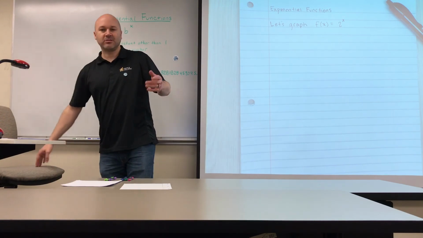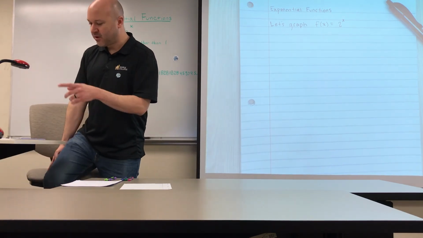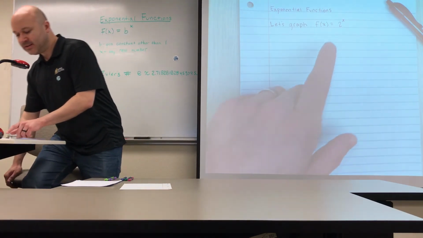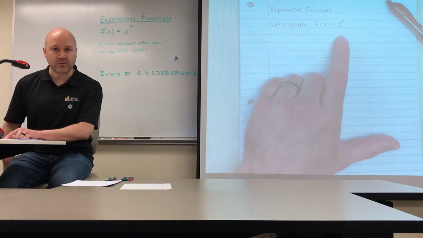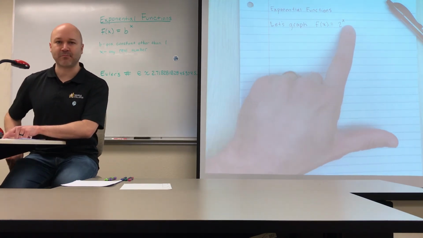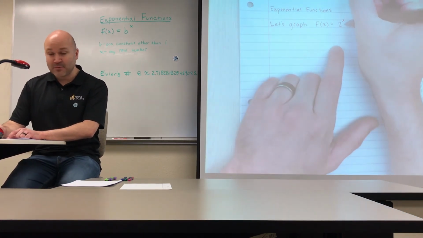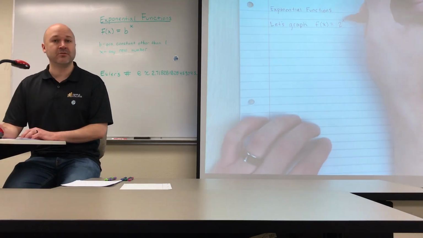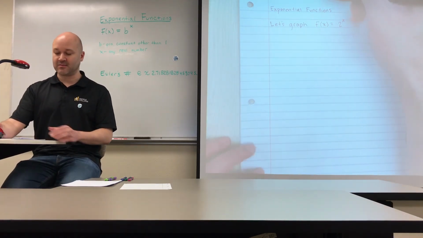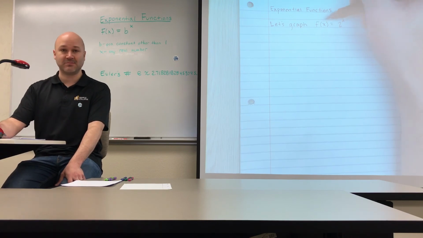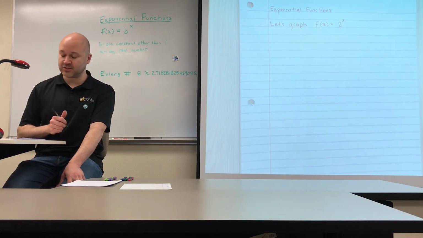And let's just go straight into it. I've got this function here, f of x, and it is the base 2 being raised to the x power. It's in the exponent position. We call this an exponential equation. In this case, with this function notation, it must be an exponential function.